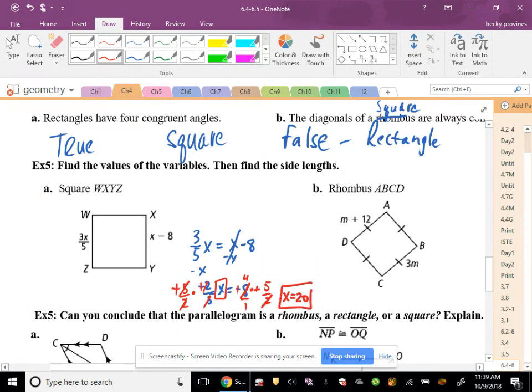And it says find the length of each side. So now we need to take the 20 and plug it back in. So 20 minus 8 is 12. So 3/5 times 20. Okay, so what we need to do is say 5 goes into 5 once, and 5 goes into 20 4 times. So 3 times 4 is 12. And notice they are the same.